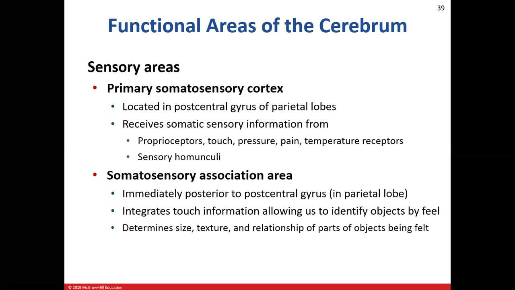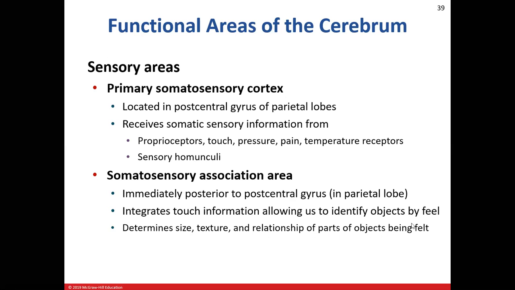It's going to be immediately posterior to the post-central gyrus in the parietal lobe. And it's going to integrate the touch information, allowing us to identify objects by feel. And it determines size, texture, and relationship of the parts of objects being felt.